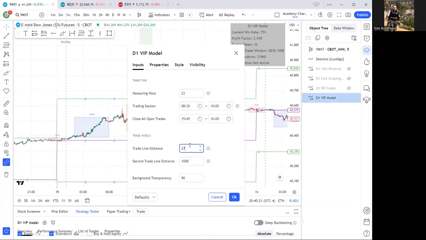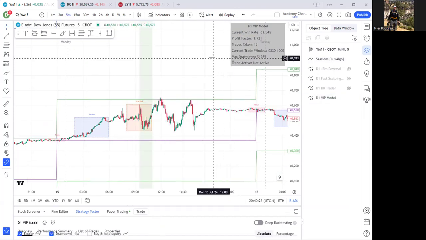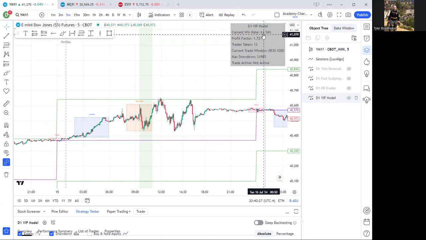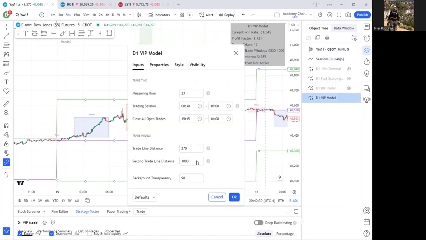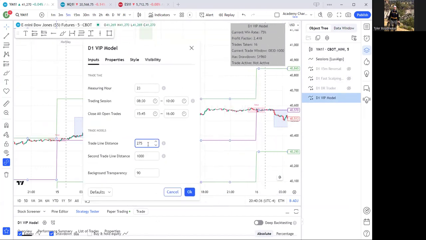What if we moved it down a little bit further? What if we went to 270? Let's see how it changes. Now we've dropped down to 13 trades, 1.7 profit factor. Our win rate drops off significantly. So we'd be better off using 275 rather than 270. That's how I started noticing how small the difference could be. I was testing 100 and then 200, and that would take me a week. I might not know that 275 might be the right one.